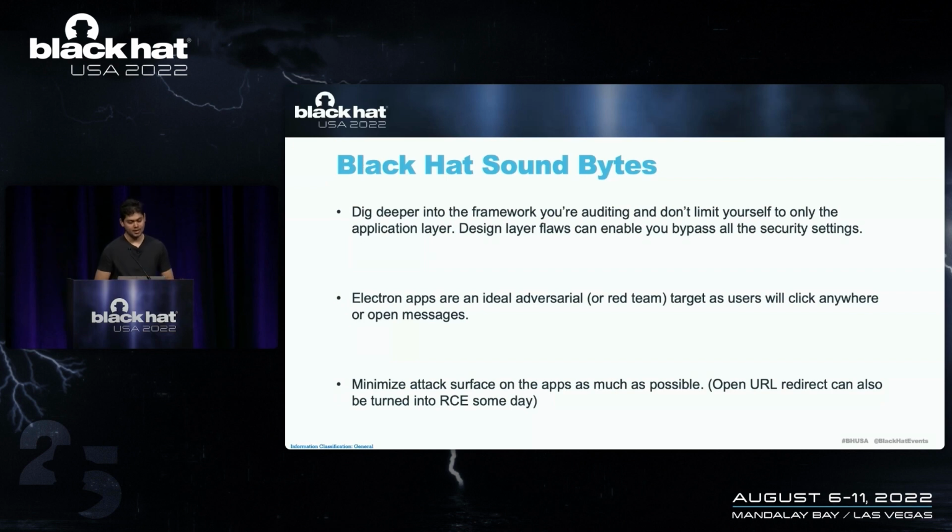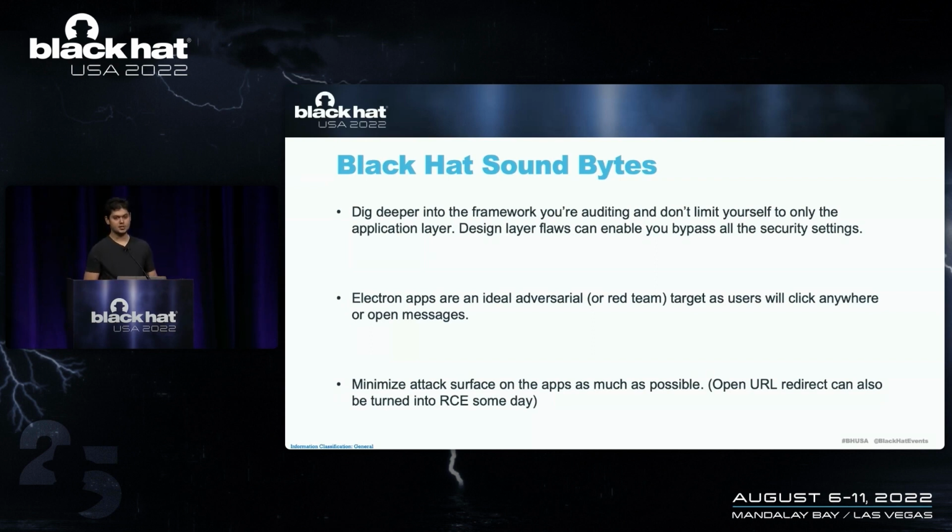So design layer flaws can enable you to bypass a lot of security settings if you have a primitive to tweak those. Second is for red team operators: Electron apps are an ideal adversarial target, because users will click anywhere or open any link. Users are going to join video conferences. They are going to open messages. So if you are on a detection team, make sure that you also consider Electron applications used within your organization as a part of the threat model.